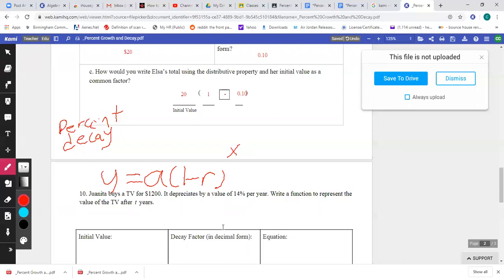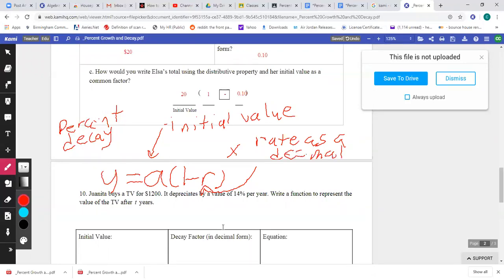And once again, what does everything here stand for? The a stands for the initial value. The r is your rate as a decimal. And remember, the x represents time.